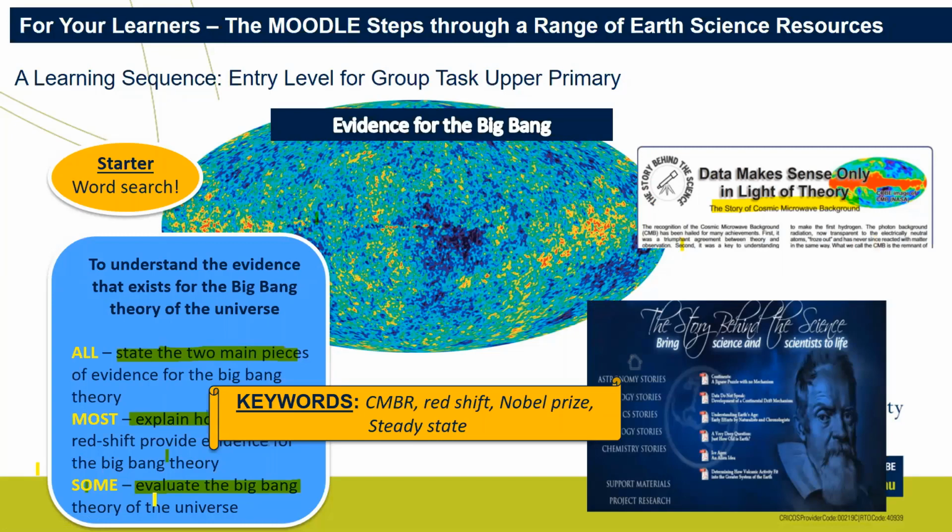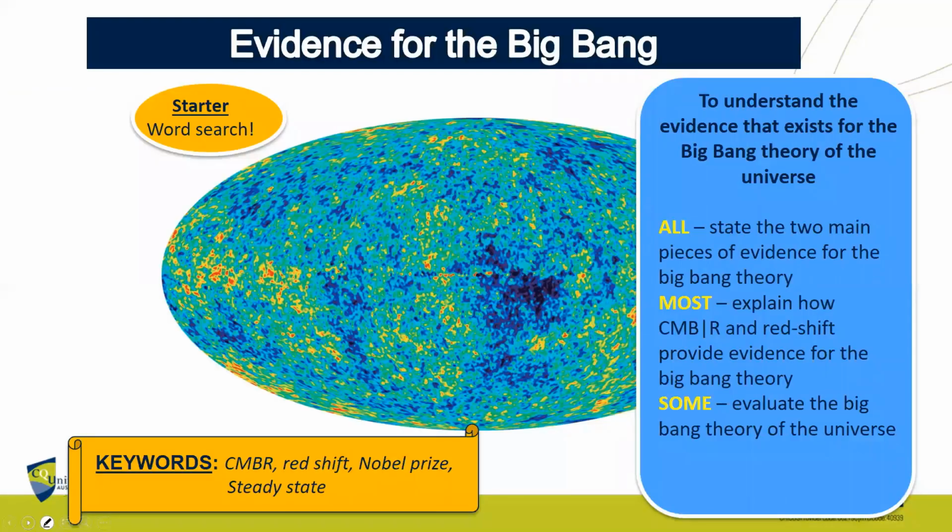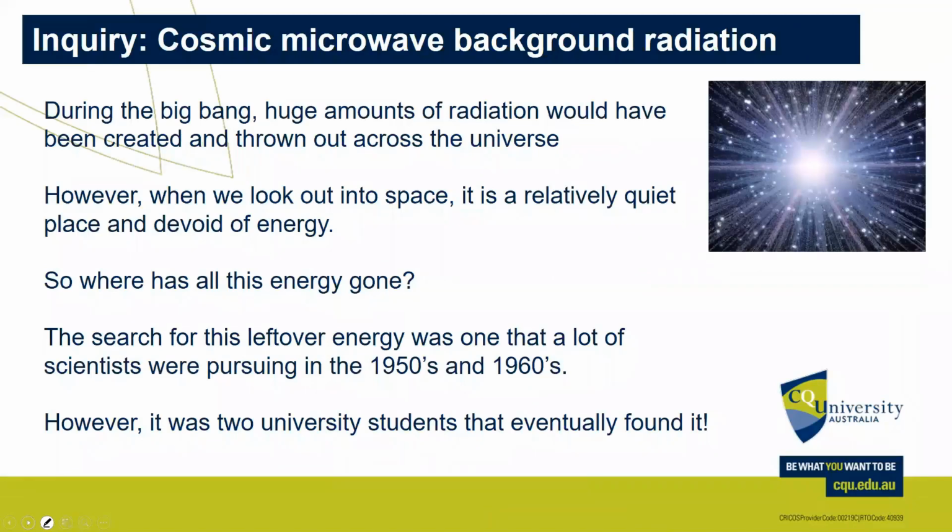And there's a whole range of things we can do with a little story like this. So when we look at the evidence for the Big Bang, oops, something's gone on there. We can look at what we're talking about with cosmic microwave background radiation, and this is what we call CMBR. Now, during the Big Bang, the theory is, or the science is, that huge amounts of radiation would have been created and thrown out across the universe, and that's what we see.